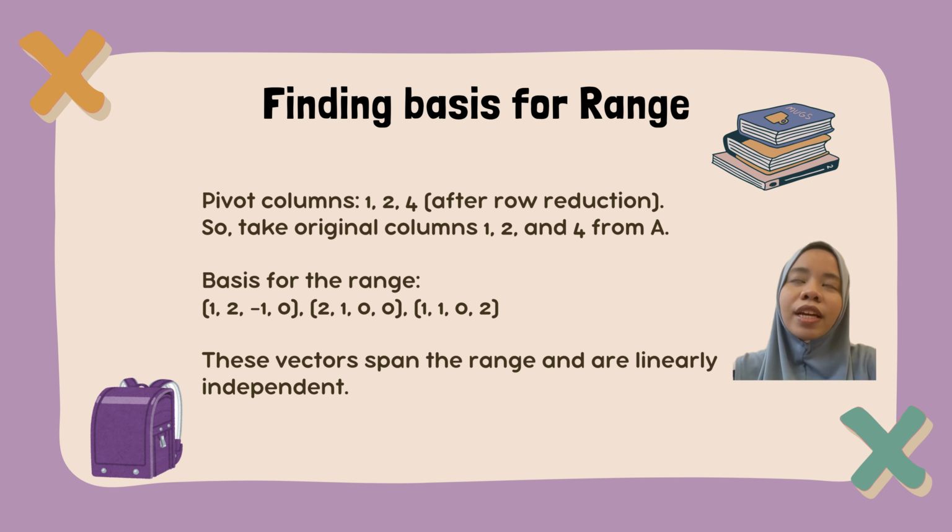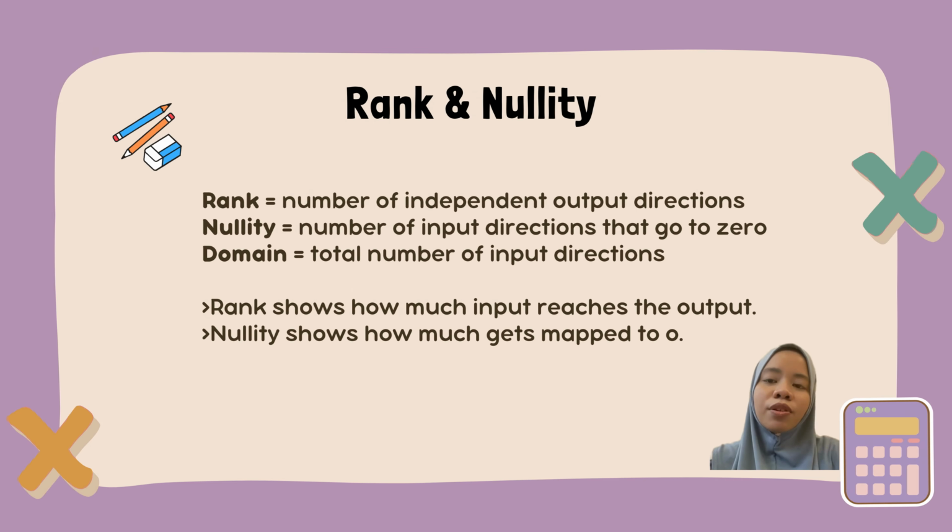So, what are rank and nullity? Rank is the number of independent output directions, nullity is the number of input directions that go to 0, and the domain is the total number of input directions. So, rank shows how much of the input reaches the output, and nullity shows how much gets mapped to 0.